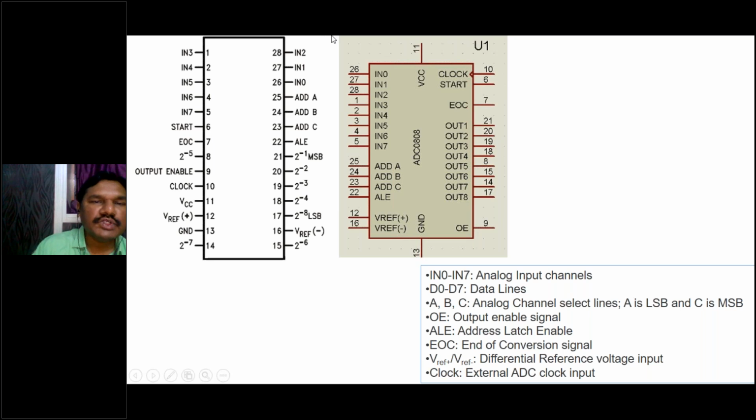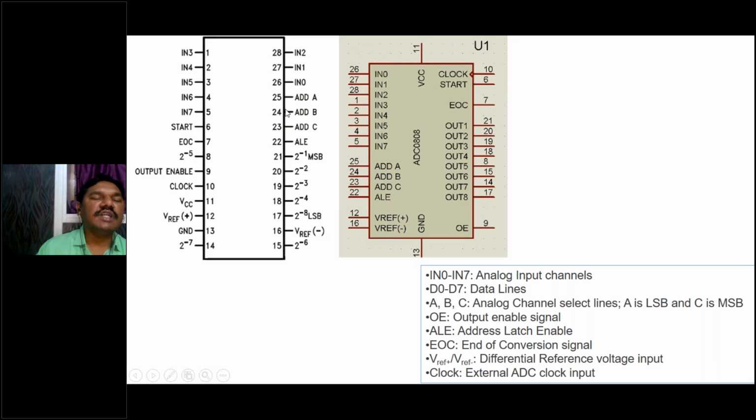So this ADC pin diagram has 28 pins total, 14 pins on the left side and 14 pins on the right side. This ADC can handle 8 inputs, that is IN0 to IN7. IN stands for input and 0 stands for the first one. So IN0 to IN7, 8 inputs it can handle.